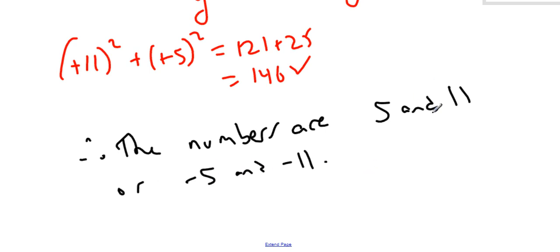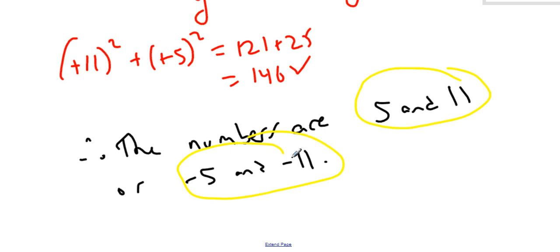Make sure you understand why I say that there are two answers, not four. One answer is this set of numbers, and the other answer is this set of numbers, and both of them satisfy the question.